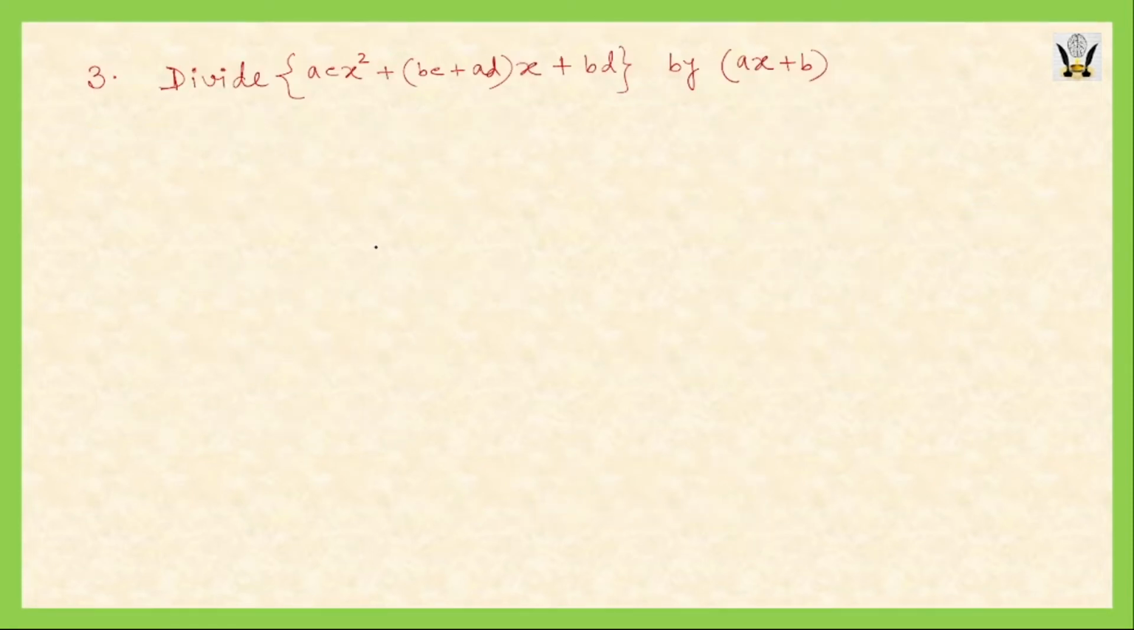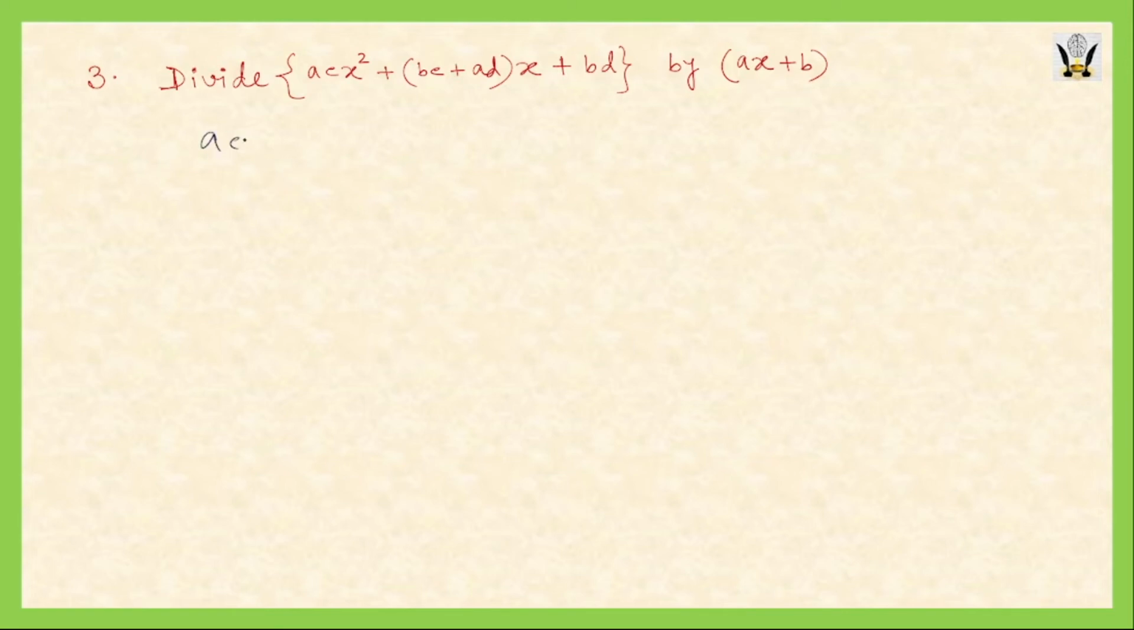The next problem is about division, where we have to divide this algebraic expression by this algebraic expression. So this is our dividend, this is our divisor. Here we will not apply the long division method, rather we will be applying the factorization method. First we will factorize the dividend, and we will see that after factorization, one of the factors, mostly, will be equal to the divisor. So first let's factorize the dividend.